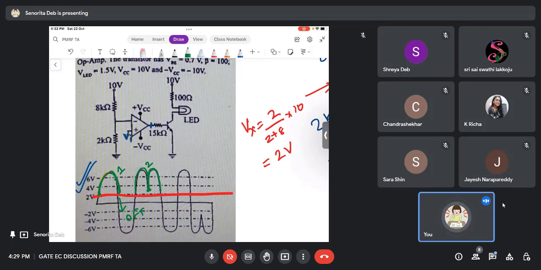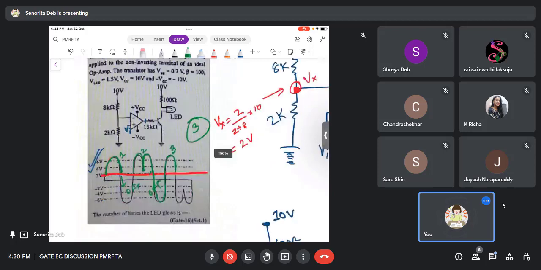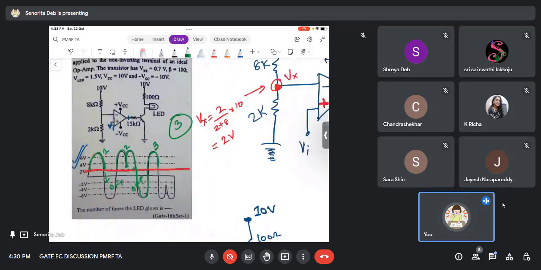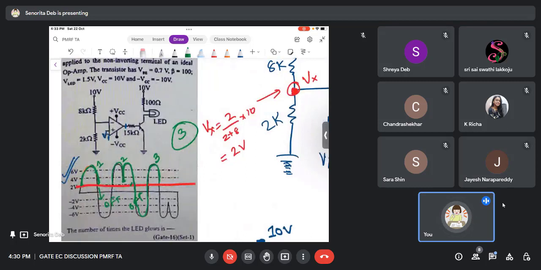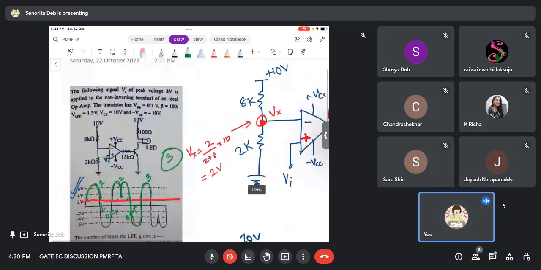This is important. So here, if you do not see the waveform properly, you will make a mistake. Now again it went down, it was off, and again it went up, the third time it glowed, and this is the number of times the LED glows: 3. 3 is the answer. So here the confusion could have been 3 or 4, but if you look into the waveform properly, the answer is 3. Okay, so now you can note down this solution.